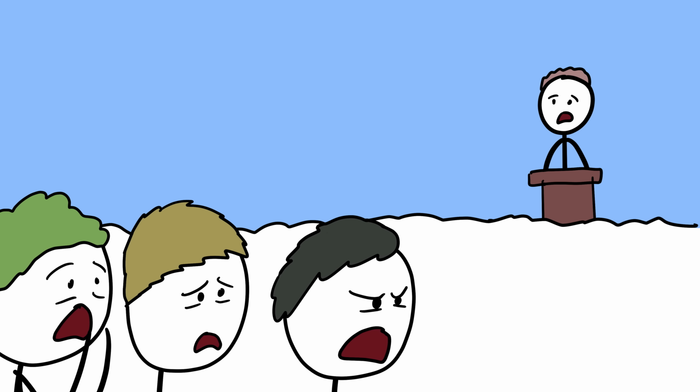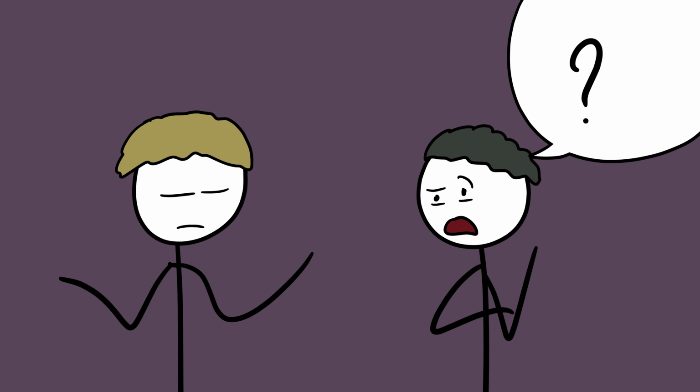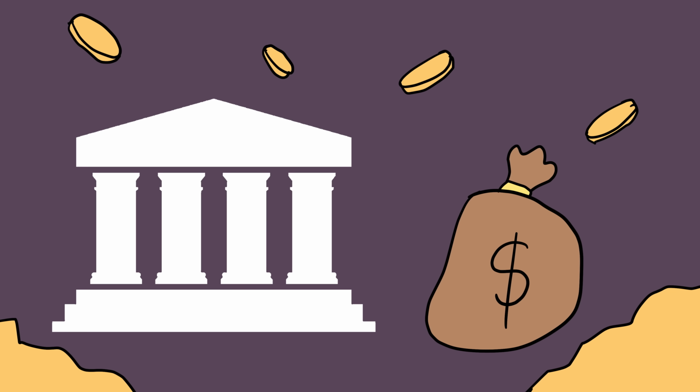When MKUltra was exposed in the 1970s, the public was horrified. Much of the documentation had already been destroyed, leaving only fragments of the full story. To this day, researchers don't know the true extent of what was done. For scientists, MKUltra is terrifying because it was government-funded, approved, and operated on a massive scale. It blurred the line between science and espionage, leaving a legacy of mistrust that still shadows research today.